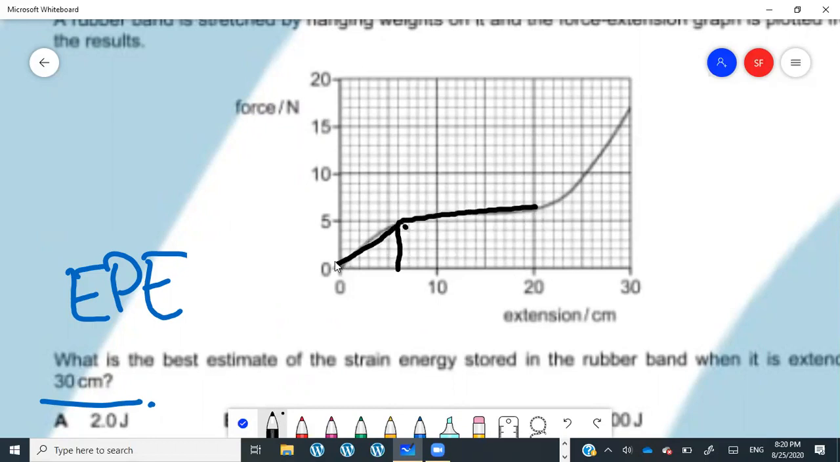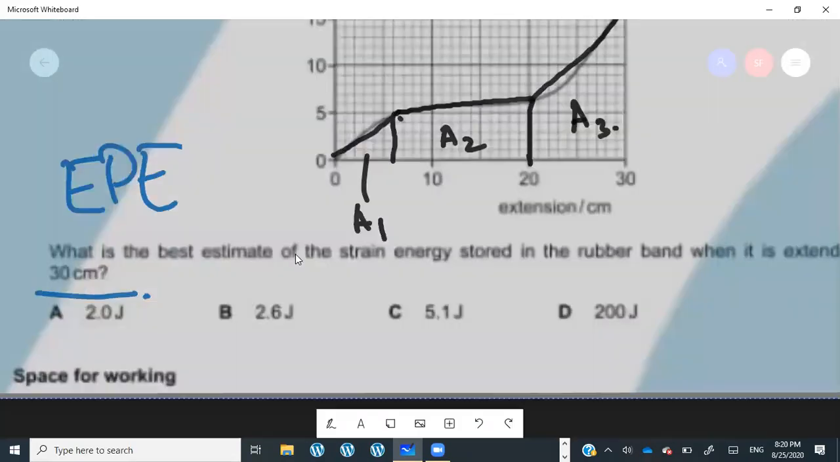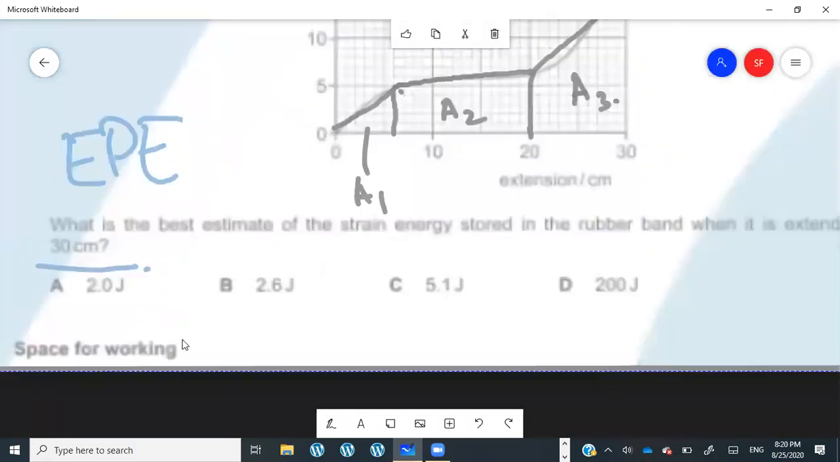Okay, you mean this entire region? Yes. No, actually that won't work. We can take this part separately as a trapezium A2. This would be a bit more accurate. And then we can take this entire region as a trapezium as well, A3. Although you won't get the accurate answer, you will definitely get an answer close enough to any of these, and then you'll get the mark.